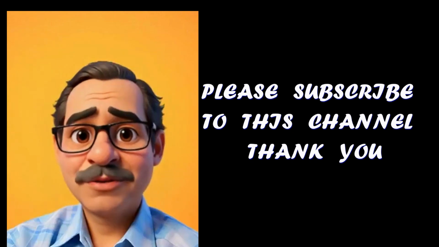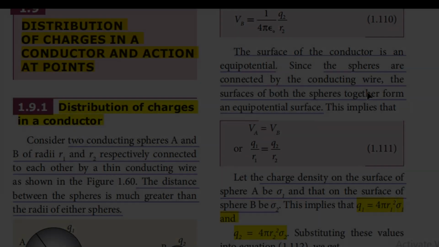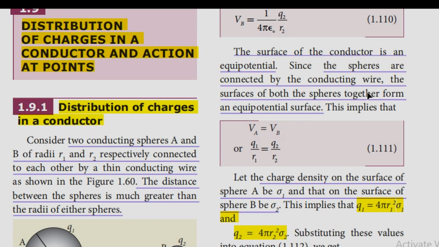In this video, we are going to study the distribution of charges in a conductor, action of points or corona discharge, lightning arrestor or lightning conductor, and also the Van de Graaff generator. Now let us study the distribution of charges in a conductor and action at points.